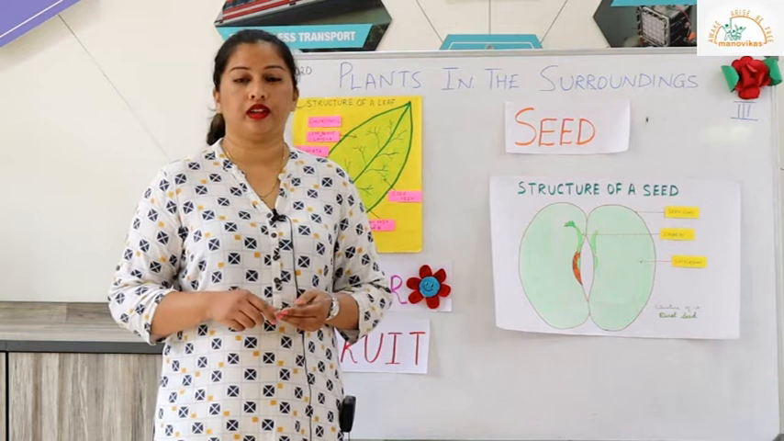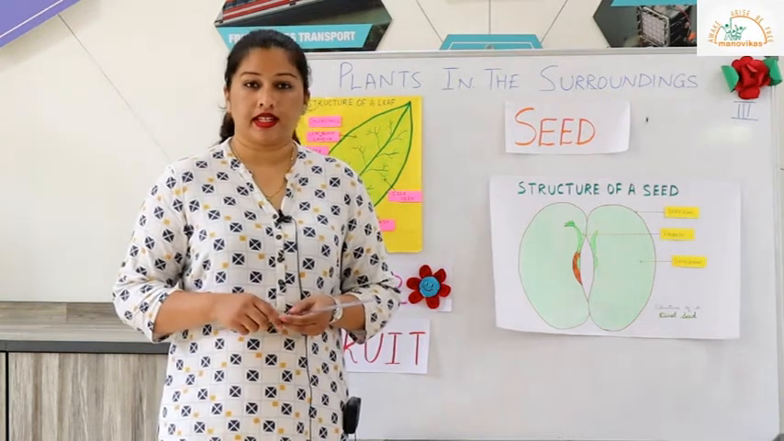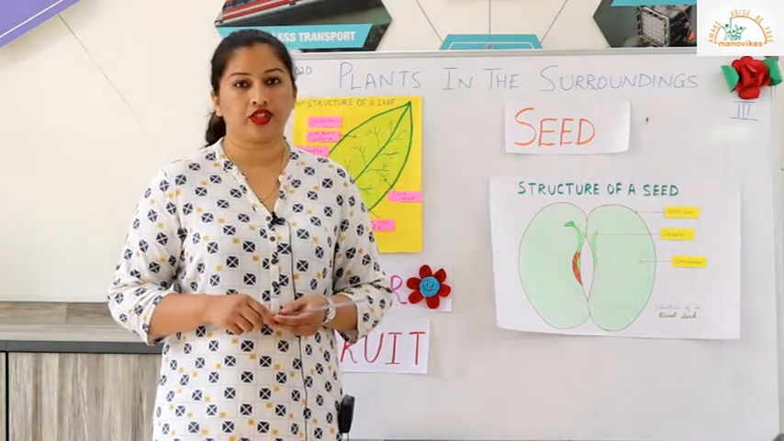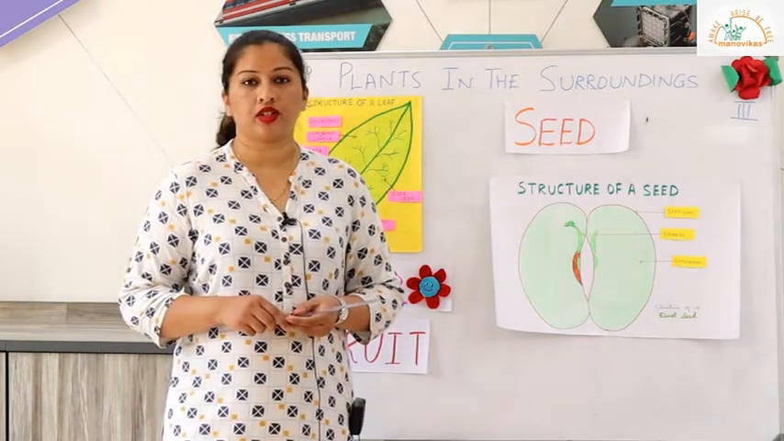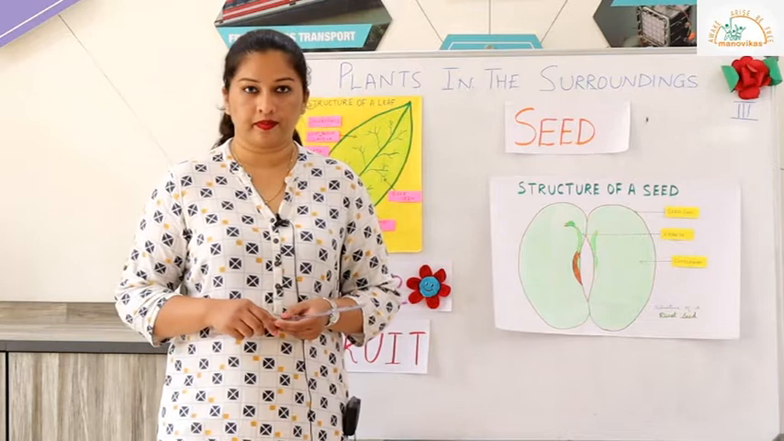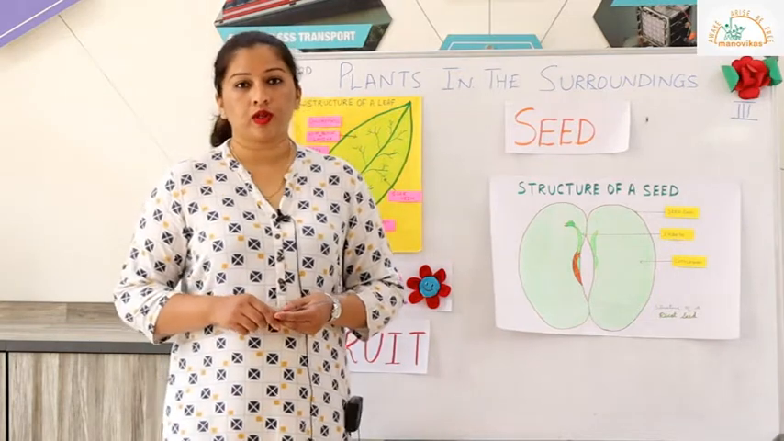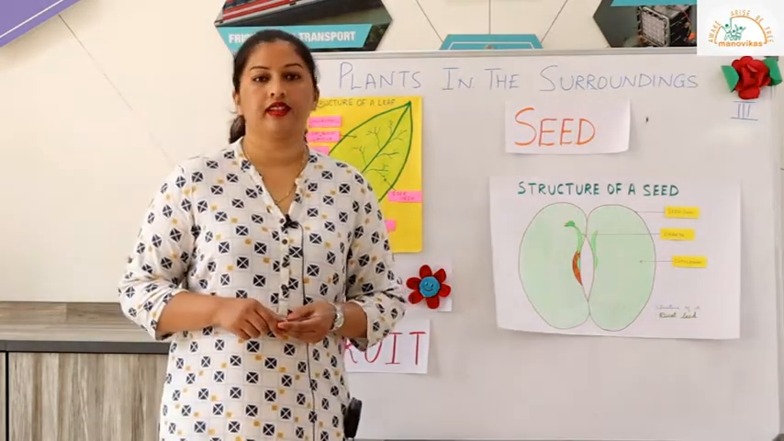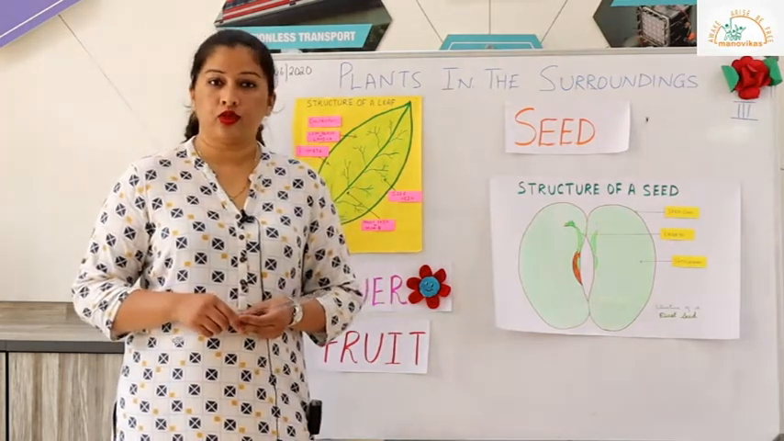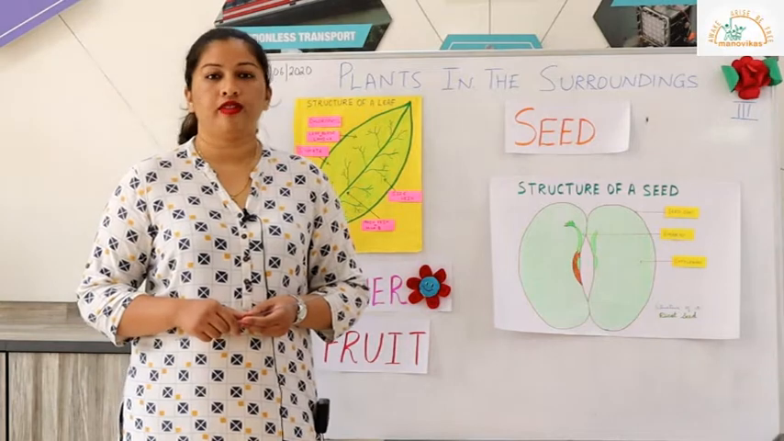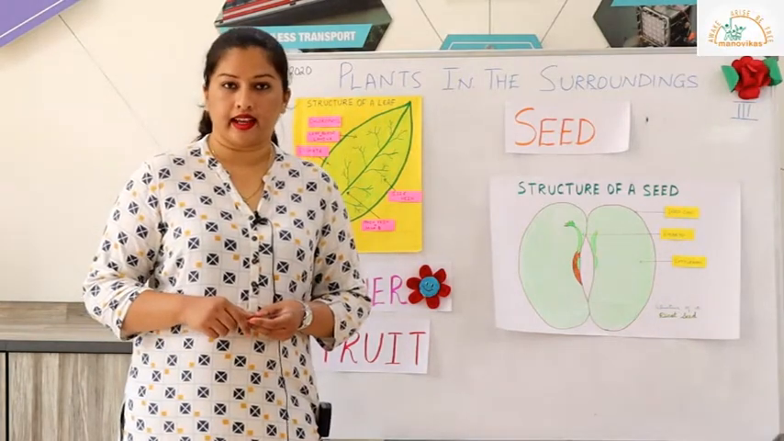Now moving on, we learned about the stem. The stem helps to hold the plant straight. The stem also carries water and minerals to different parts of the plant. Moving on, we also studied about the leaf. The leaf is the food factory of the plant. It prepares food for the plant with the help of water, sunlight and air.